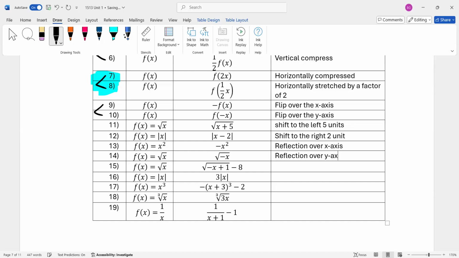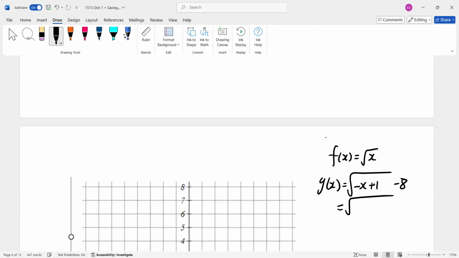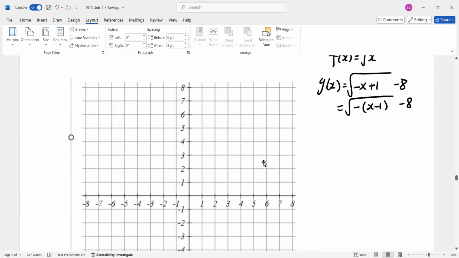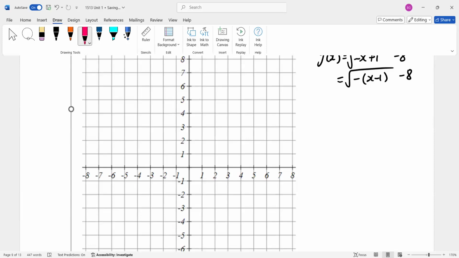We have the same problem earlier. It's a good function to explain this transformation. Mother function f of x is root x. The daughter function is square root of -x plus 1 minus a, which actually is negative x minus 1 minus a, right? So 3 steps. Let me draw the mother function graph first. This time, let me try if I can get an arrowhead. See if it stays. Okay, it does.